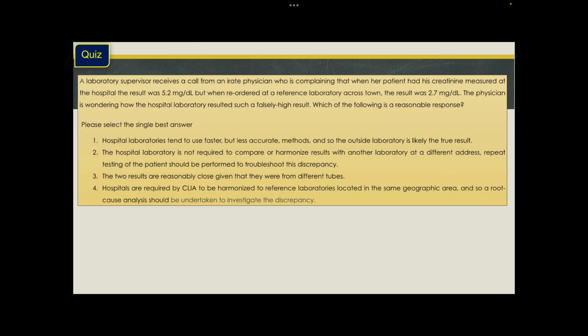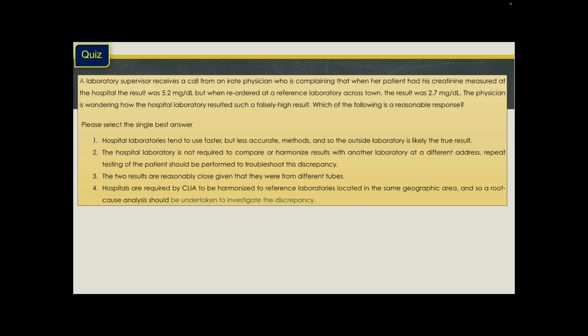A laboratory supervisor receives a call from an irate physician who is complaining that when her patient had his creatinine measured at the hospital, the result was 5.2 milligrams per deciliter, but when reordered at a reference laboratory across town, the result was 2.7 milligrams per deciliter. The physician is wondering how the hospital laboratory resulted such a falsely high result. Which of the following is a reasonable response? Please select the single best answer.